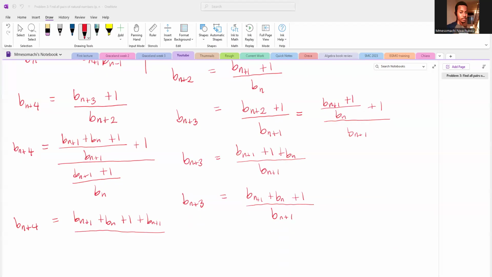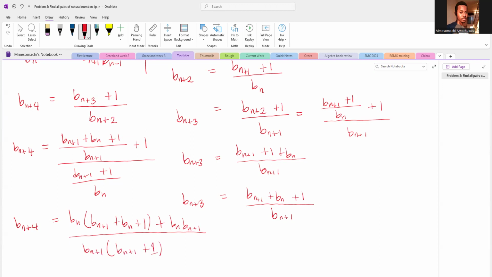Okay, so let's multiply by Bn as well. So this will be Bn, Bn squared. No, let me do this again. So this will be Bn into Bn plus 1 plus Bn plus 1 plus Bn plus 1 all over Bn plus 1 to Bn plus 1 plus 1.